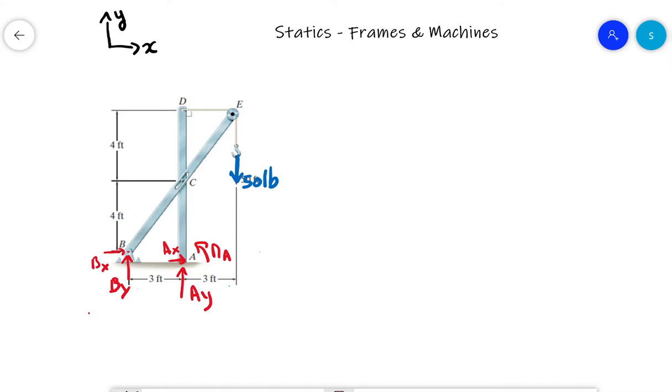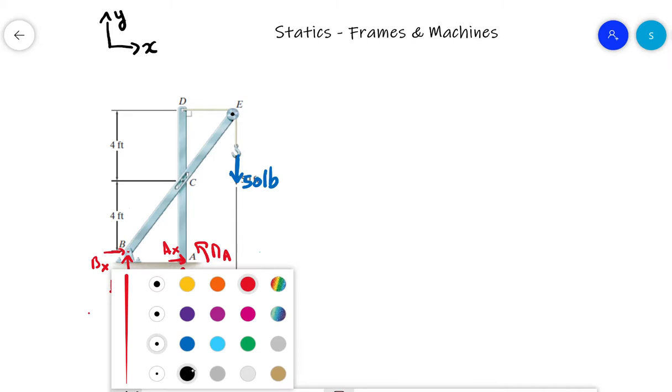Because it's a fixed connection, it's like attached to the ground, and it cannot translate or rotate at this place. Okay, so can we solve Bx, By, Ax, Ay, and MA right away? No, because there are 5 unknowns.